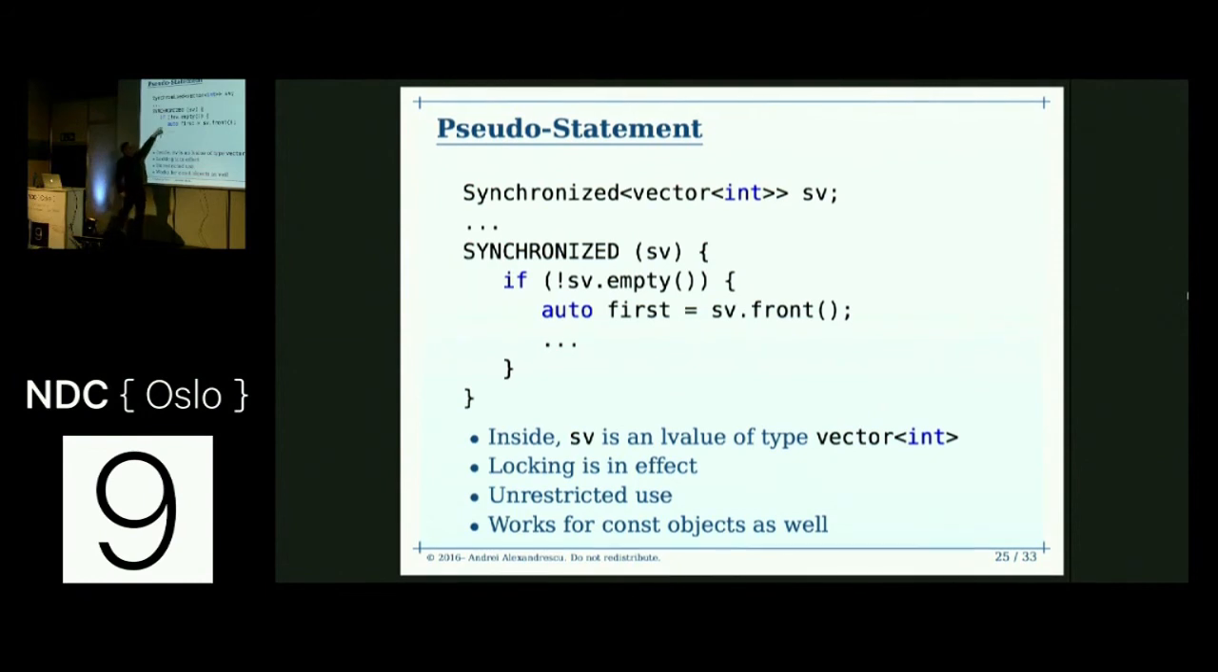So now, inside the synchronized section, I can call any method on the vector because SV was mutable. So inside, SV is an L value of type vector int. And in effect, I can use this vector. Notice something interesting. This macro not only does the locking and all that stuff, but also it changes the type of the name SV from synchronized vector to vector.